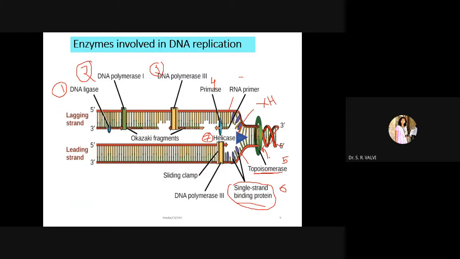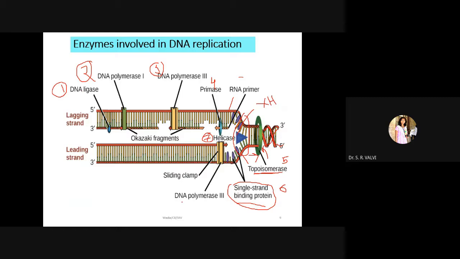How is it going to prevent the supercoiling? Because it remains ahead of the replication fork, right? Our replication fork is here, and you can see it's always ahead, meaning it's leading this process. Because of which the supercoiling of DNA is restricted, and because of that the replication process gets an easy way.